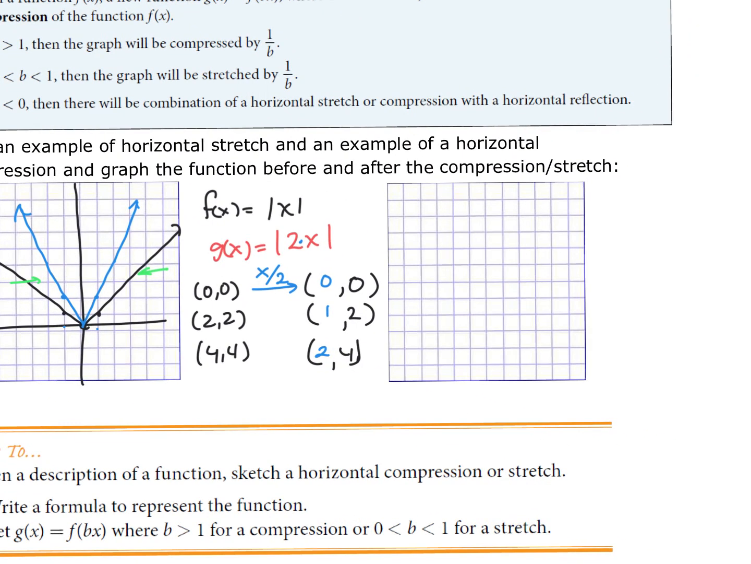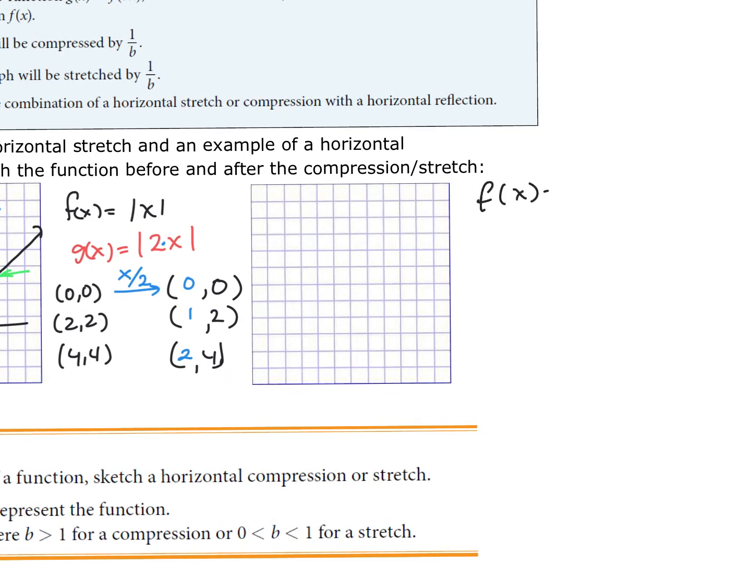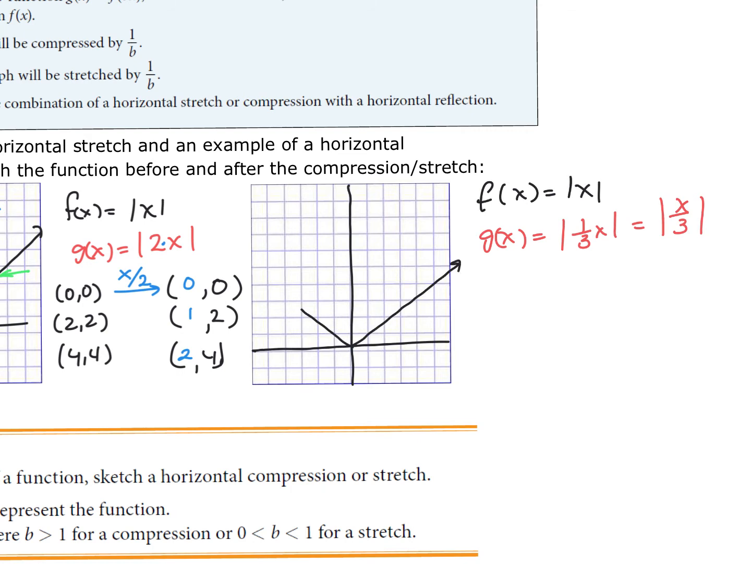So I'm going to use the absolute value again. So f of x is equal to the absolute value of x. And now I'm going to say that g of x is going to be the absolute value of 1/3 x, or you might see it more like x over 3. Okay. So again, I'm going to go ahead and draw my original parent function, which is the absolute value. It's going to look something like this. The ordered pairs, I'm going to use 0, 0. I'm going to use 1, 1, and I'm going to use 2, 2. So I take all of my x's, and I'm going to multiply by 1/3.